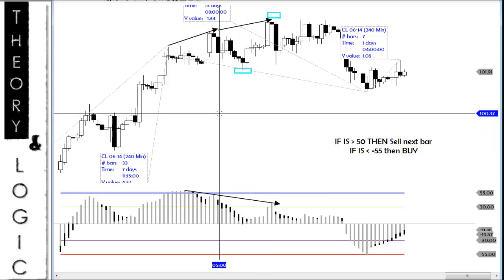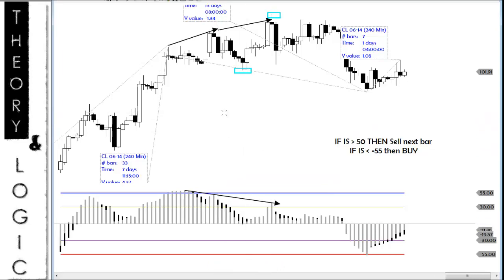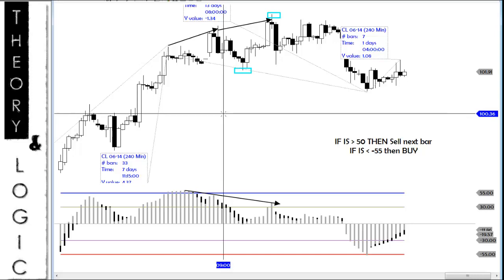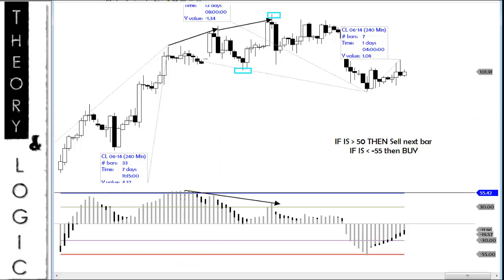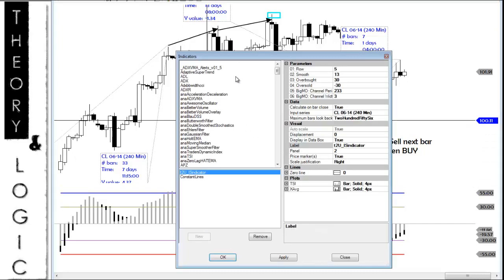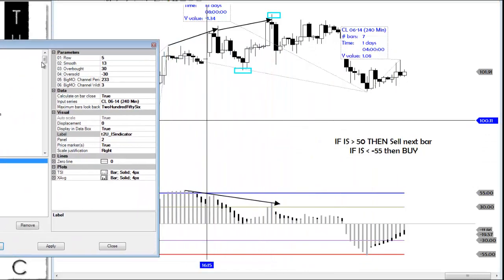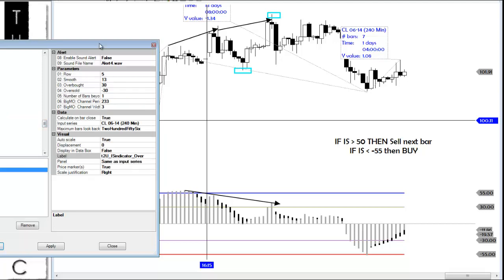All right, so now let's go to the next level. So I said, you know what? I don't want to have to see this, and I want to be alerted anytime my criteria have been met. So we go to the next level. That's the IS over. And the IS over simply takes the internal strength indicator, and it says if these conditions are met, then I want to get an audible alert. So there's the IS over.